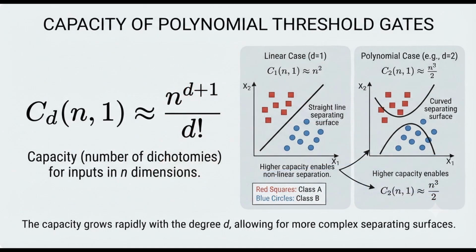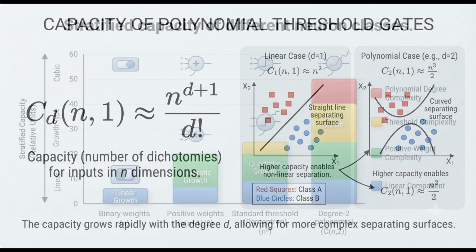Polynomial boundaries and other neuron types. What happens if, instead of a straight separating plane, we allow a curved, polynomial separating surface? That corresponds exactly to a neuron with a polynomial instead of a linear activation. Capacity then increases noticeably, roughly proportional to n to the power of d plus 1 divided by d factorial, where d is the degree of the polynomial.